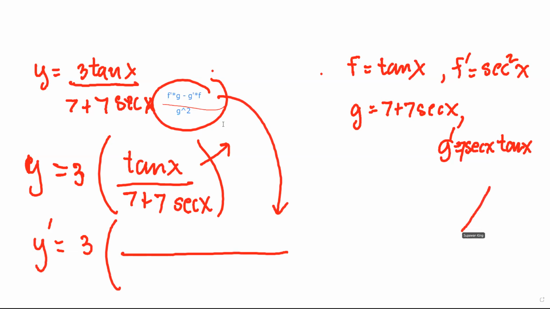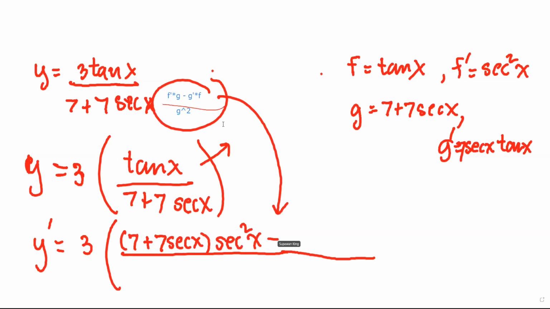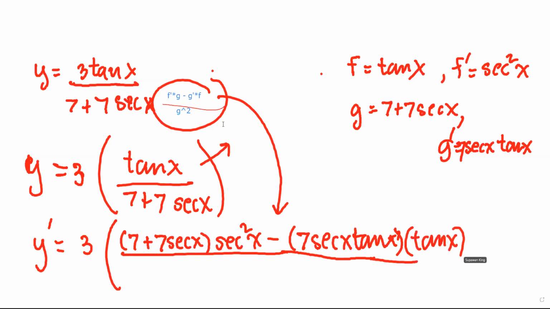So the x times 7 plus 7 secant x, so it's going to be the quantity 7 plus 7 secant x multiplied by f prime, minus the g prime, 7 secant x tangent x, and then multiply by tangent x, and divided by the bottom squared. Okay. So you got up to this step.